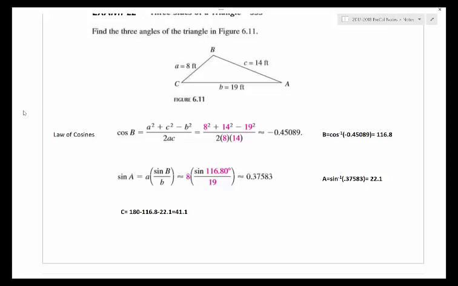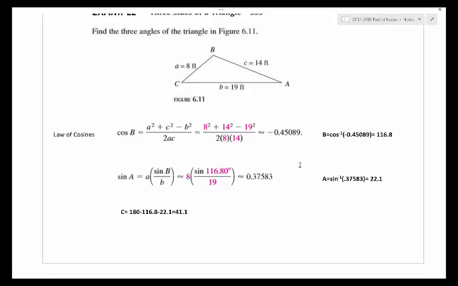The next step, however, if you'll notice on the right, B is equal to the inverse cosine of that. So we have found what the cosine of the angle is equal to, but now in order to find what the angle is equal to, I must take the inverse cosine of it. When I take the inverse cosine of negative 0.45089, I get approximately 116.8. So angle B is approximately 116.8 degrees.